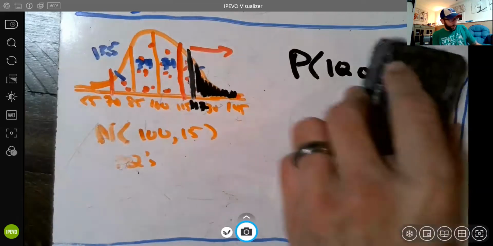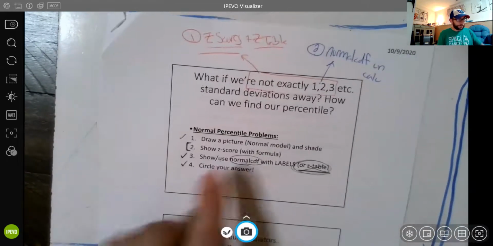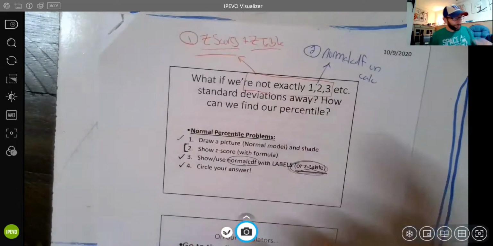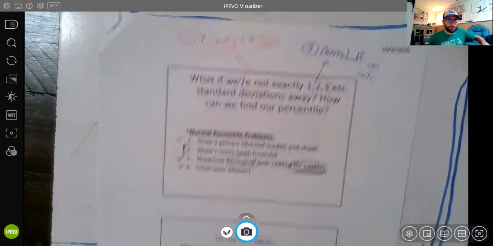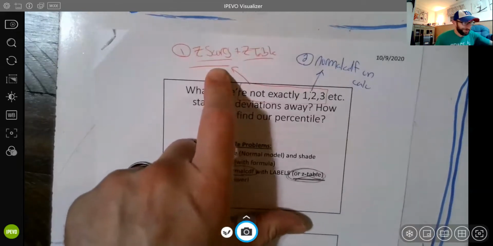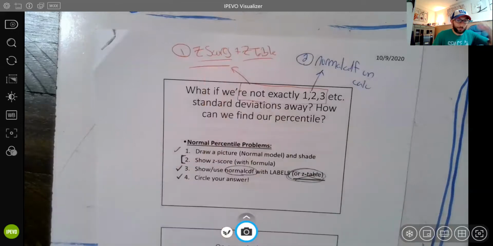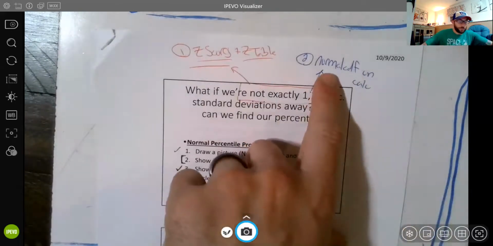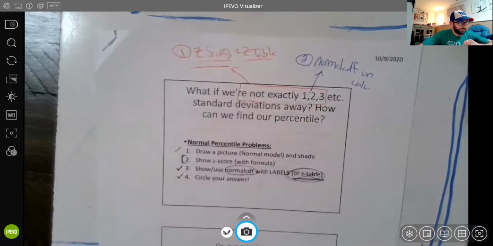Ultimately, when we have a question like this, we're going to have a couple options. So if we're not exactly 1, 2, or 3 standard deviations away from the mean, how can we find our percent or our probability? So we've got two options. One option, the more old school approach, before graphing calculators and technology, is to use z-scores and a z-table. We'll have a separate video for that. Another option is to use Normalcdf on our calculator, and that's what we're going to focus on today.